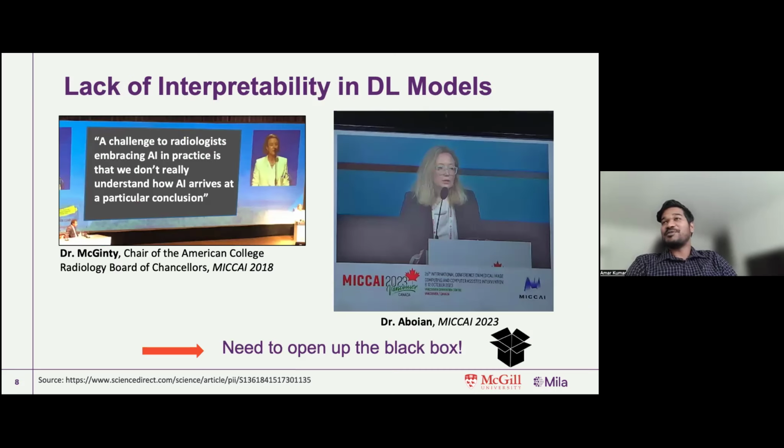And to support myself, I have two pictures that were taken at different conferences. On the left-hand side, you can see that a challenge to radiologists embracing AI in practice is that we don't really understand how it arrives at a conclusion. And even in 2023, it was pointed out that there is a need to open this black box up.